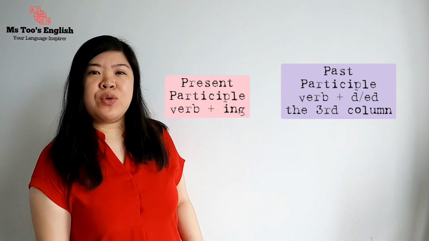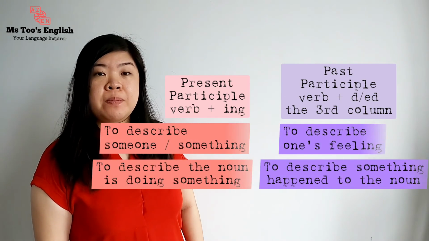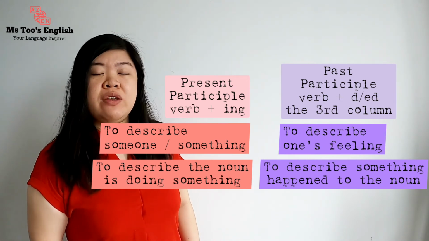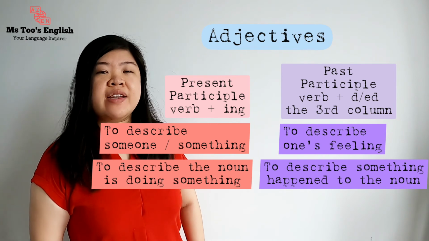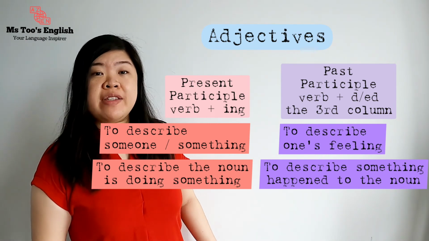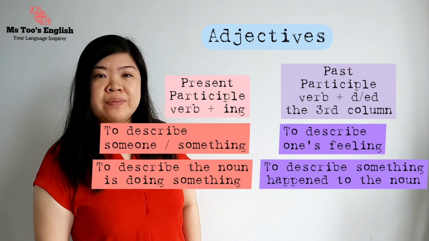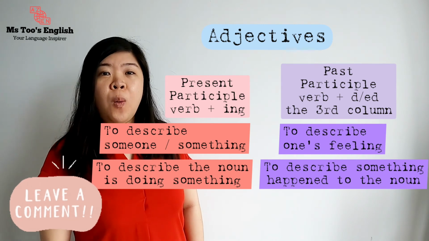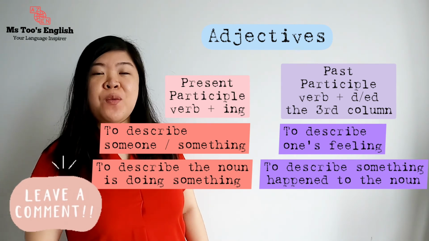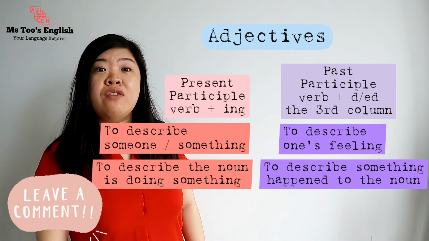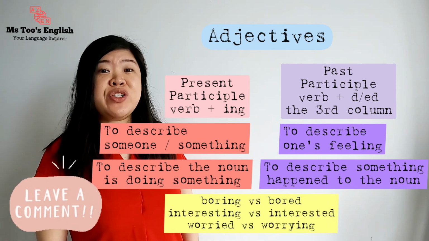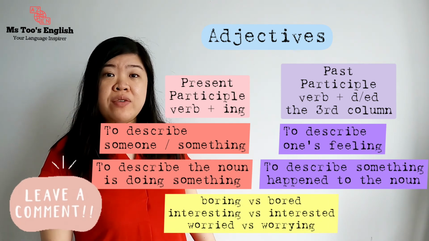I hope by now you'll be able to differentiate how to use the present participle and past participle correctly. And bear in mind, they are used as adjectives. There's nothing to do with tenses, and nothing to do with nouns, but you use them as adjectives to describe nouns. If you have any questions or suggestions, you're welcome to make some sentences with these adjectives. For example, make sentences with boring, bored, interesting, interested, worried, worrying.